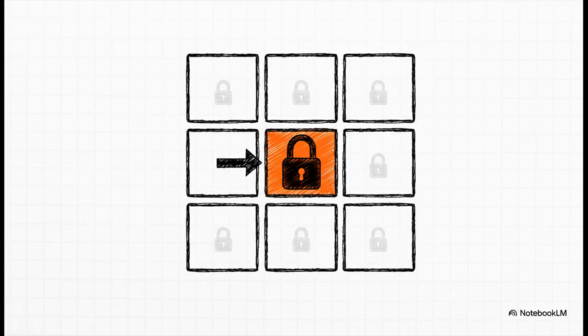Okay, let's make this real. Imagine thread A needs to write a value into bucket 3. It just has to grab the lock for that specific bucket. The rest of the map? It's completely wide open and available for other threads.